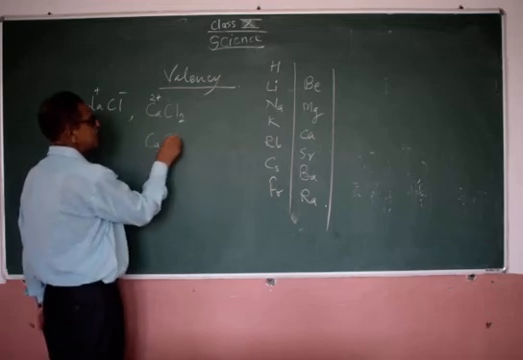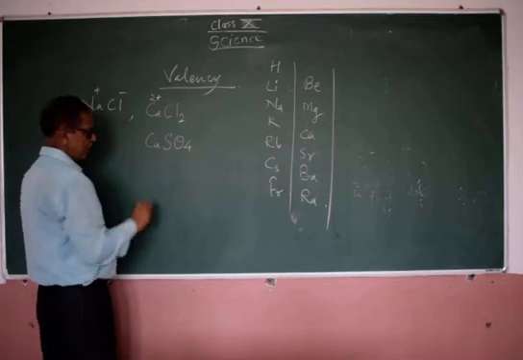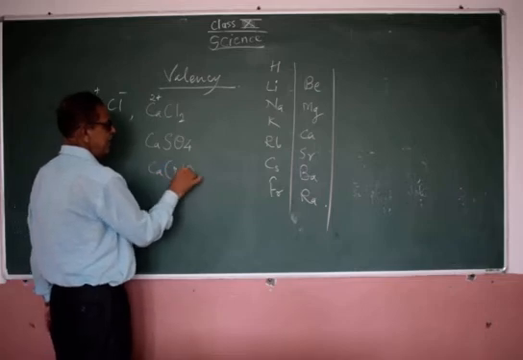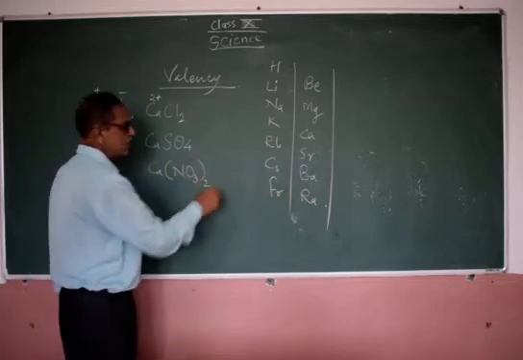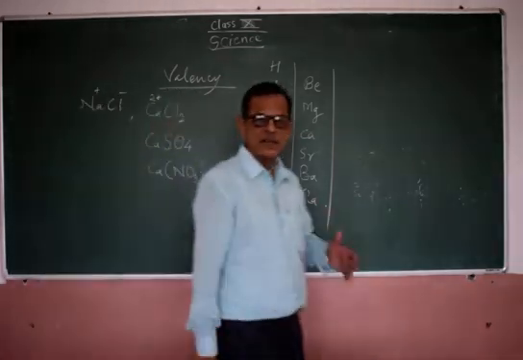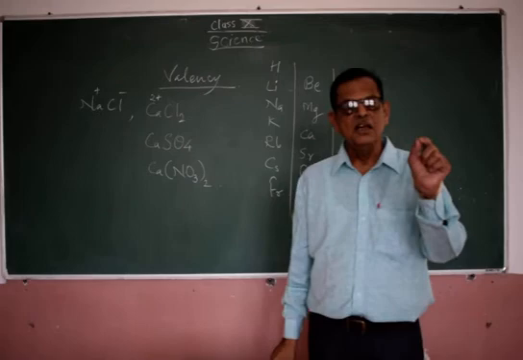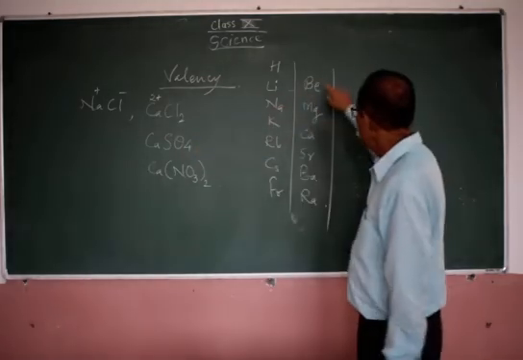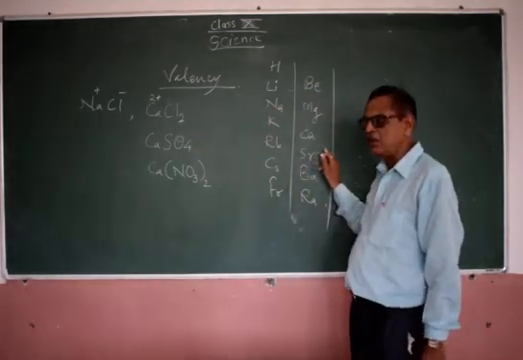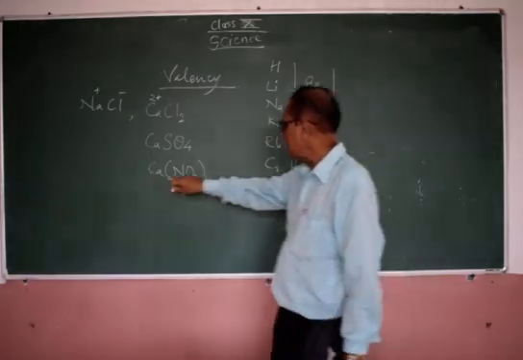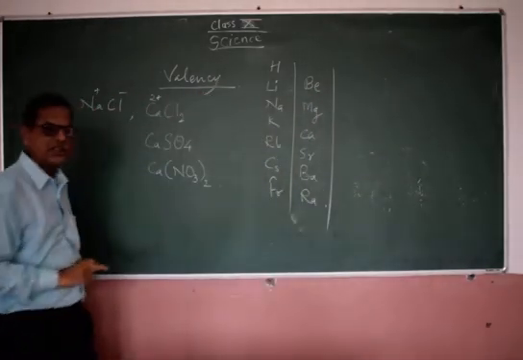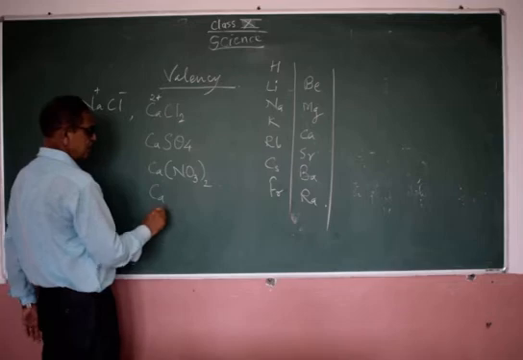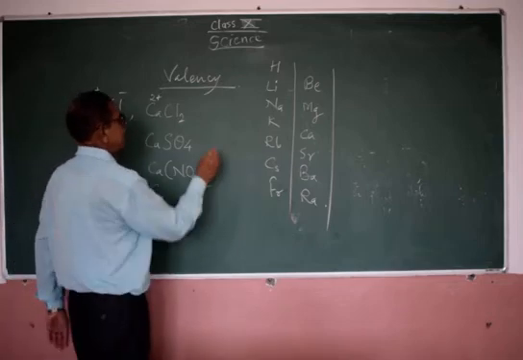The formula of calcium sulfate will be CaSO4. Then the formula of calcium nitrate, Ca(NO3)2, because we have just studied that the nitrate ion has only one negative charge and the calcium ion has 2 positive charges. Therefore we can write calcium nitrate. Clear? So calcium nitrate.